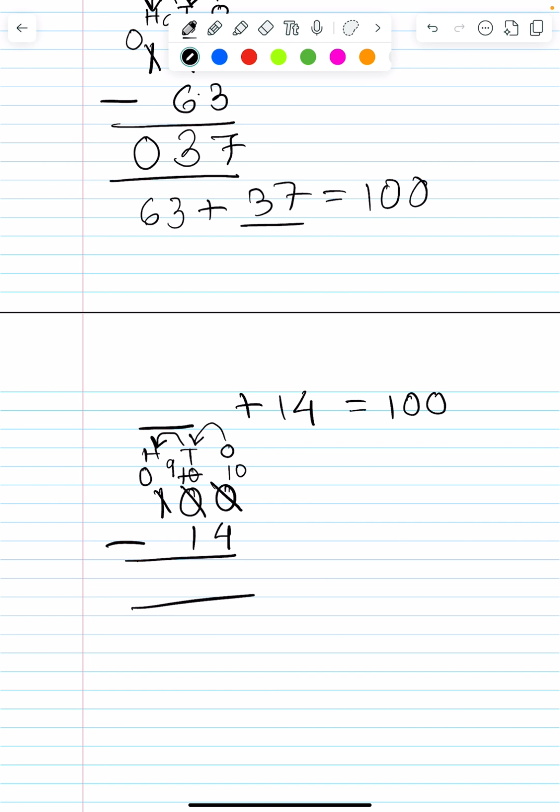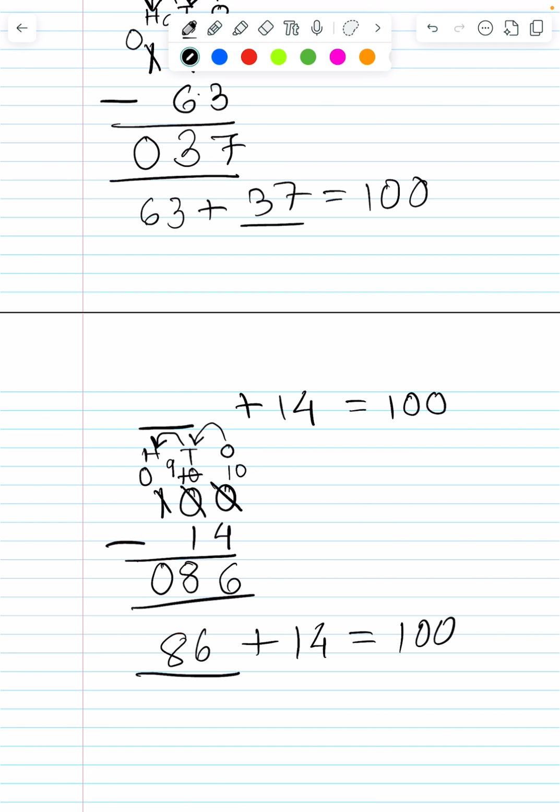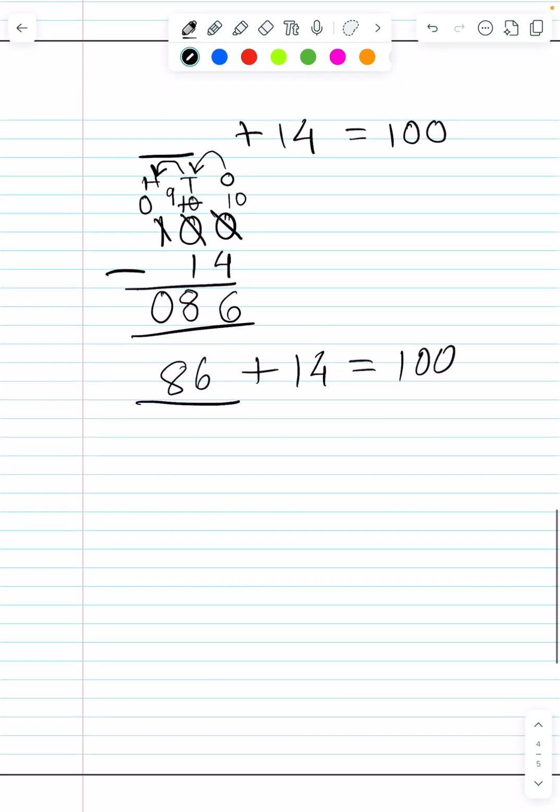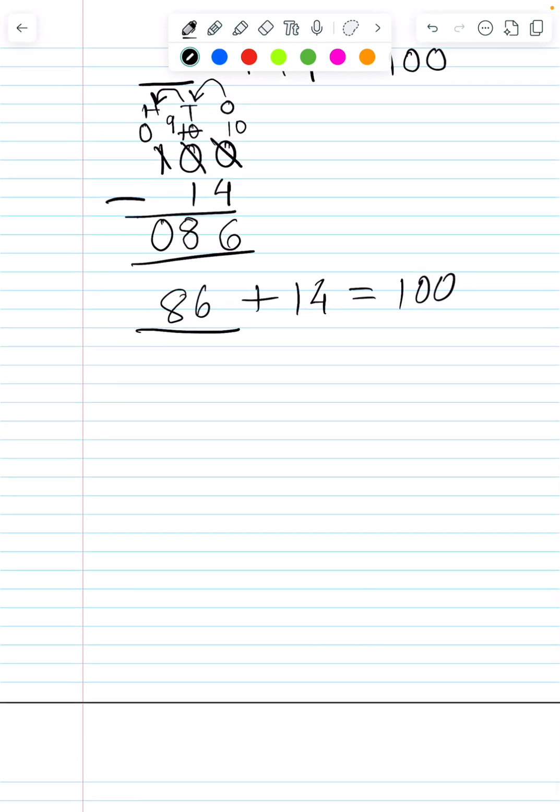Now in the ones column we can do 10 minus 4 is equal to 6. And in tens column we can do 9 minus 1 is equal to 8. And in hundreds column 0 minus 0 is equal to 0. So dash is 86. 86 plus 14 is equal to 100. Okay. Now we will do one last question. Okay. Two more questions.